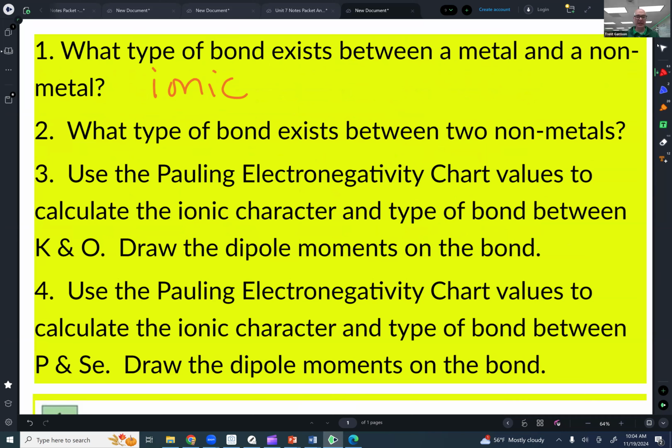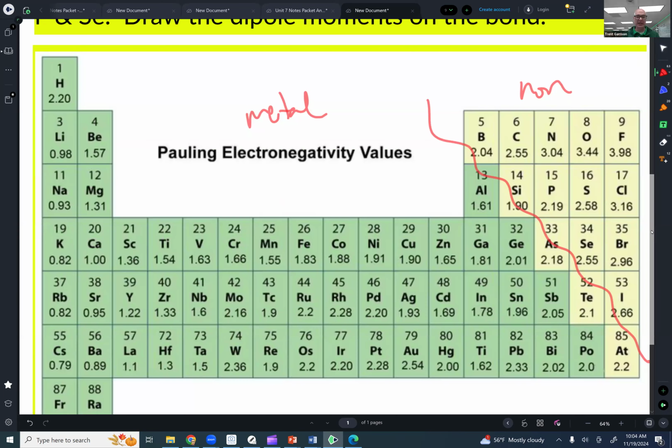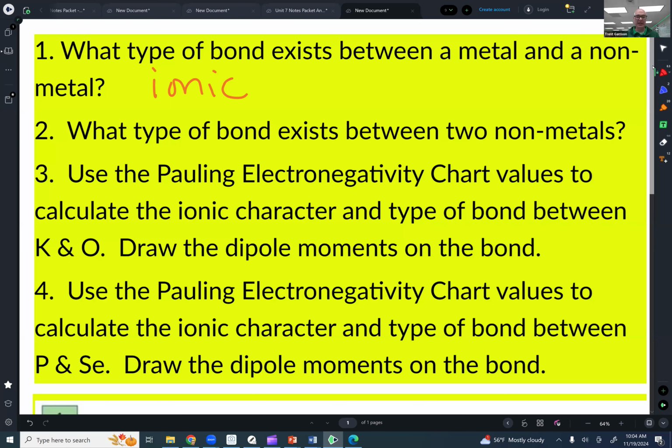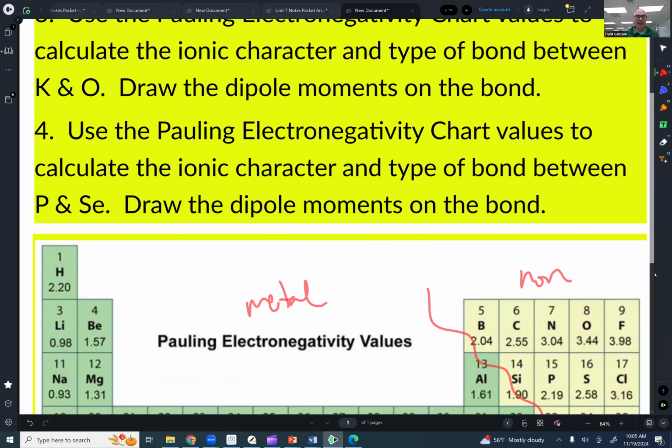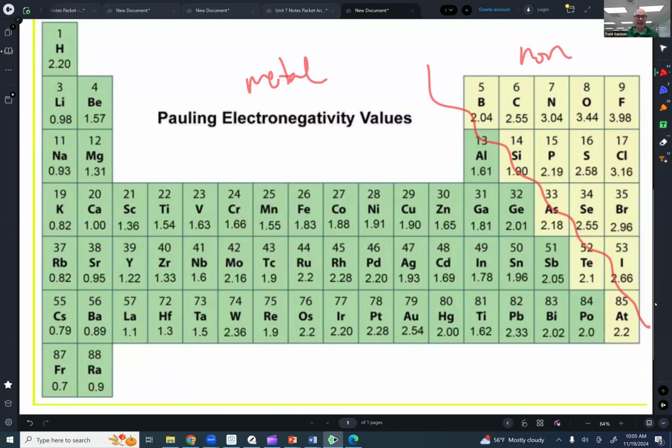And if I have both nonmetals, well, that means they're both takers. So that doesn't work. They'd both be the yellow on the right. So nonmetal, nonmetal, those are going to be covalent bonds. Now I want you to use the chart for two questions: for the K and the O, and for P and Se. Let me circle those, K and O, and Se and P.